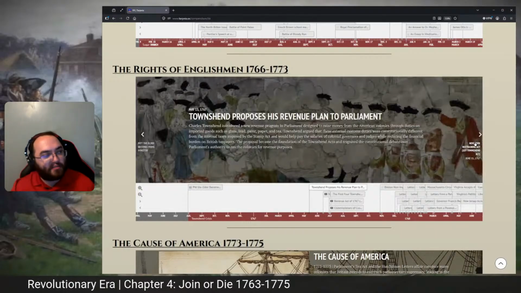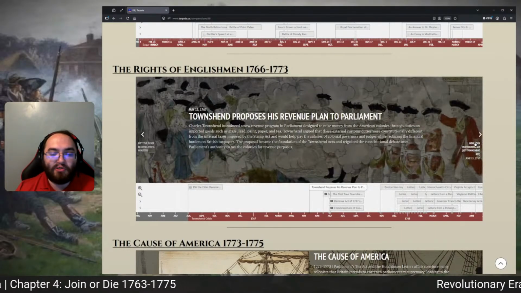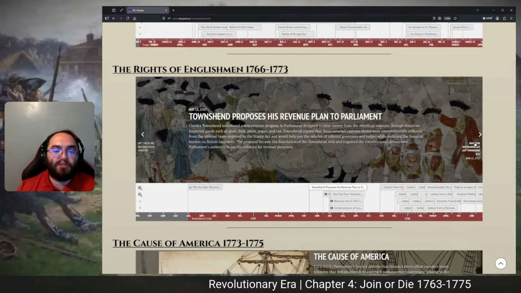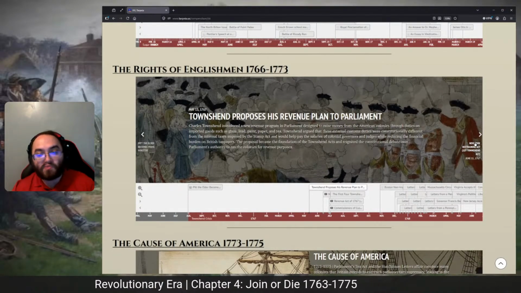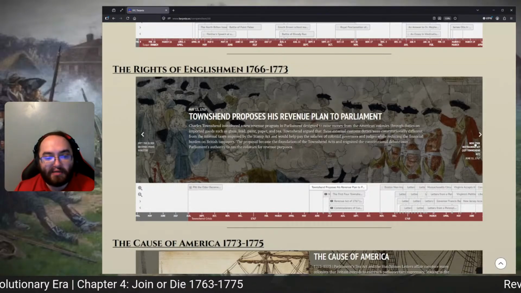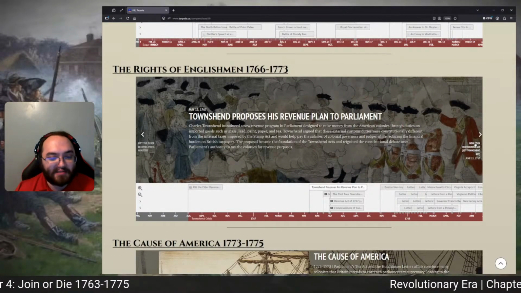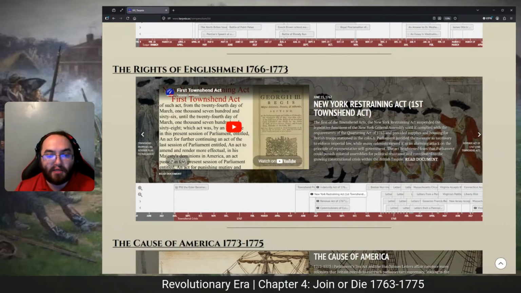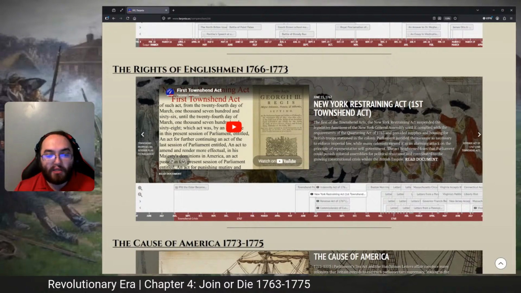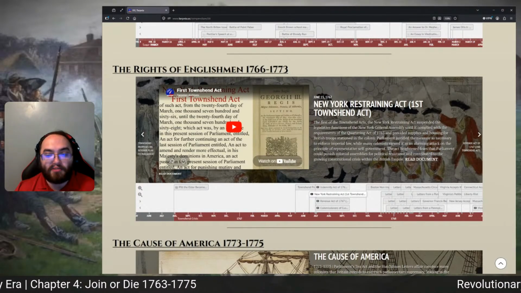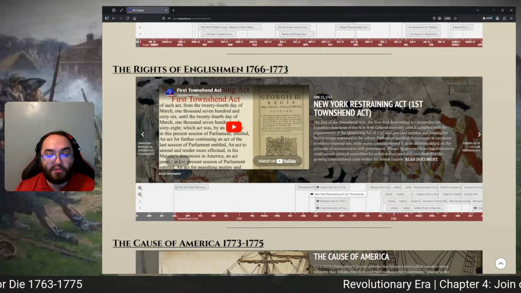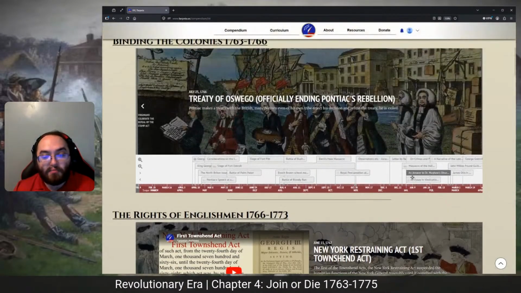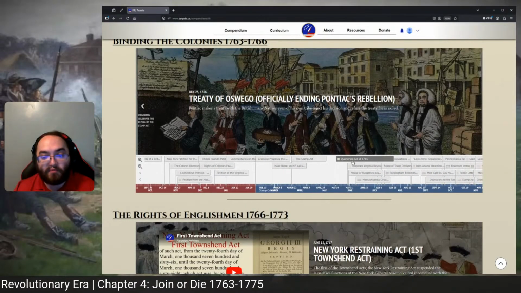And so William Pitt, he's an old and sickly man, and so he allows Charles Townshend to introduce the new revenue program to raise money, which would become known as the Townshend Acts. And there's five of them. The first one is called the New York Restraining Act, and this is to basically suspend the legislative functions of New York for not complying with the Quartering Act that was passed in 1765.